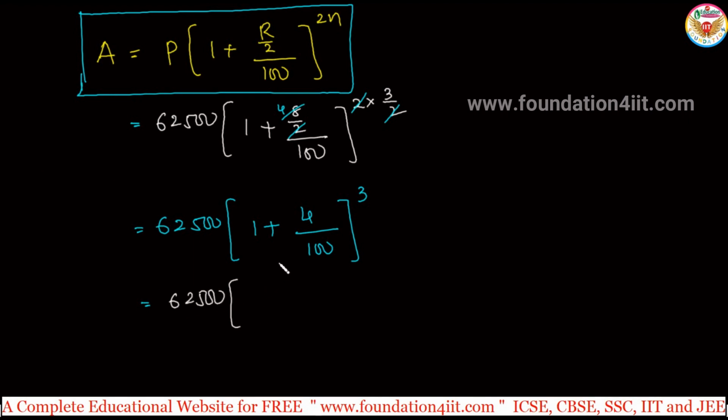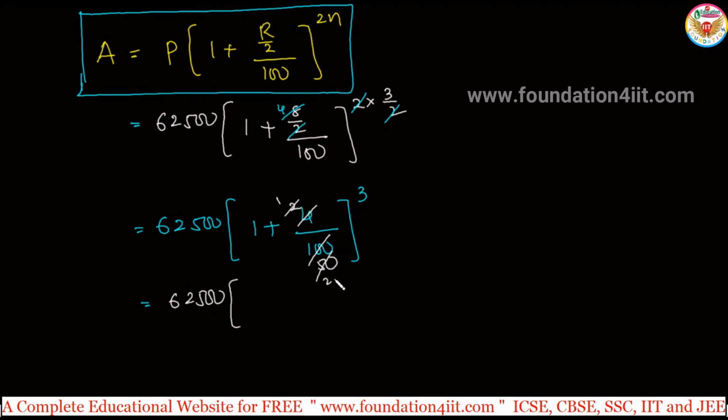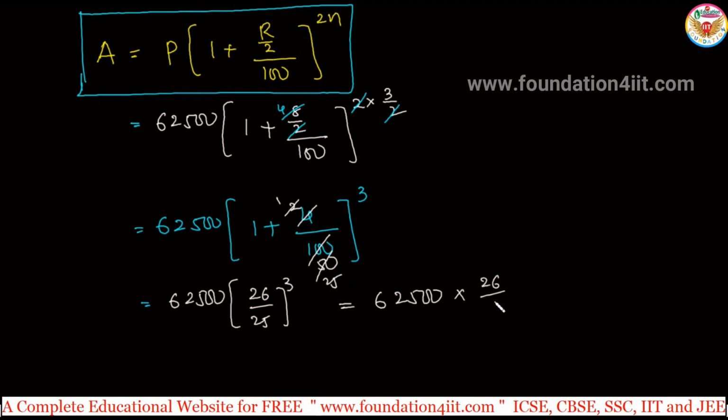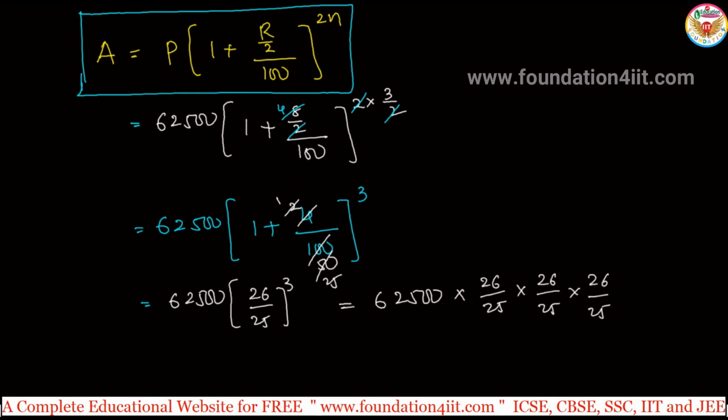62,500, 1 plus 4 by 100. This we can cancel. 250, again 2 ones are 2, 25. 1 plus 1/25 is 26/25 whole to the power 3. So we can write 62,500 into 26/25 three times, so 26/25 into 26/25.